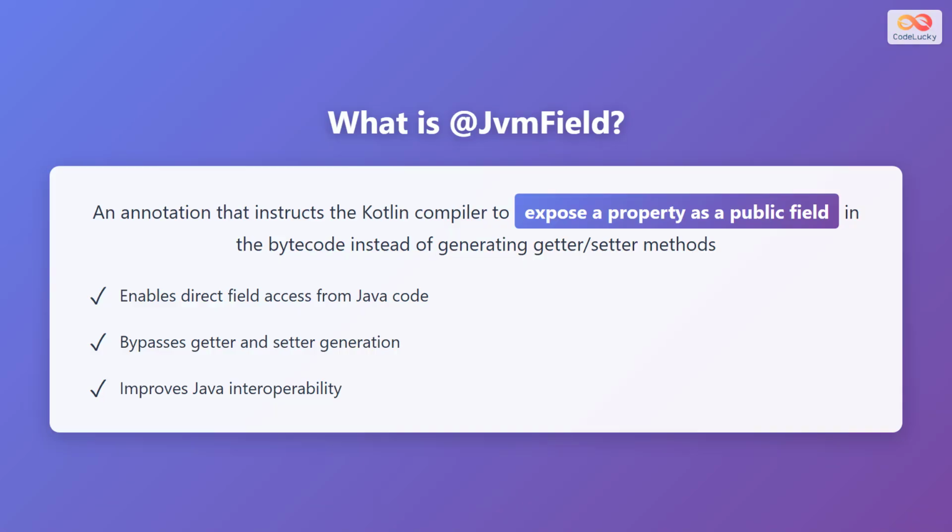JvmField is an annotation that instructs the Kotlin compiler to expose a property as a public field in the bytecode, instead of generating getter and setter methods. This provides three key benefits. It enables direct field access from Java code, bypasses getter and setter generation entirely, and improves Java interoperability by making Kotlin properties behave like regular Java fields.